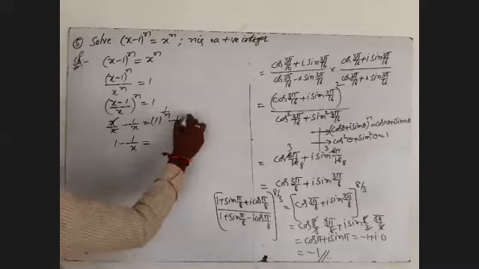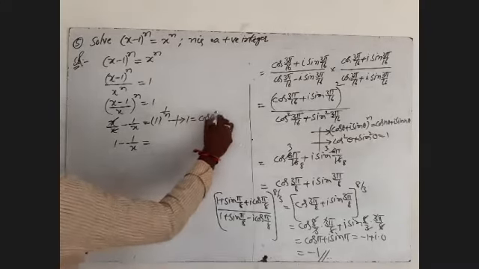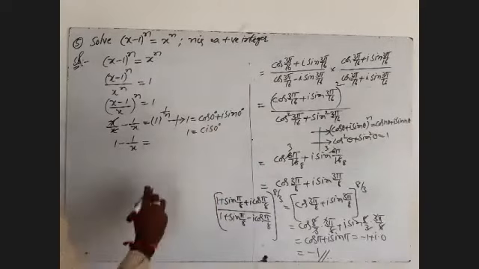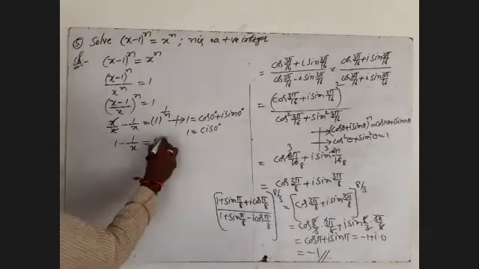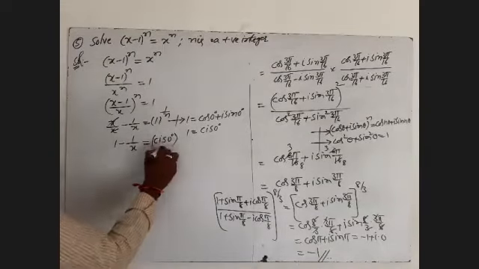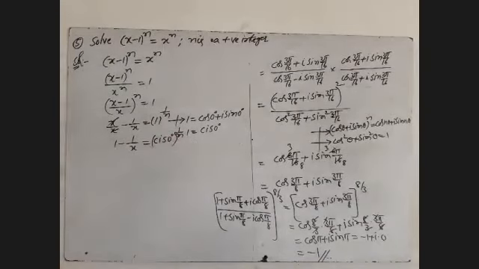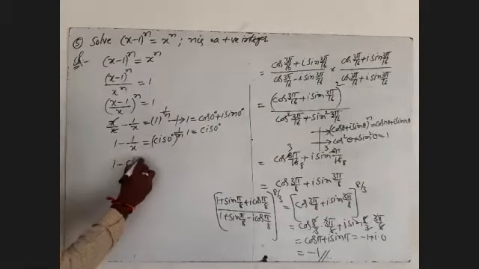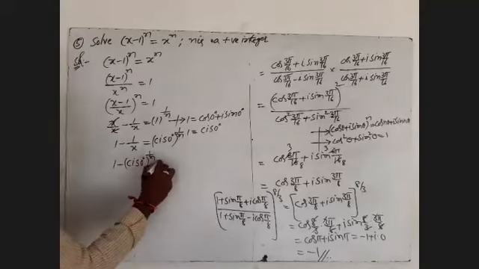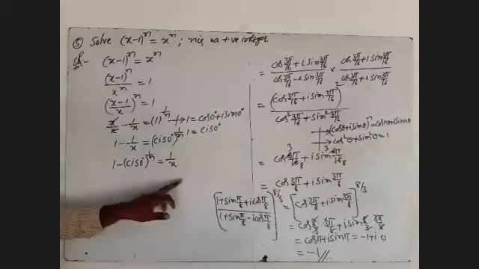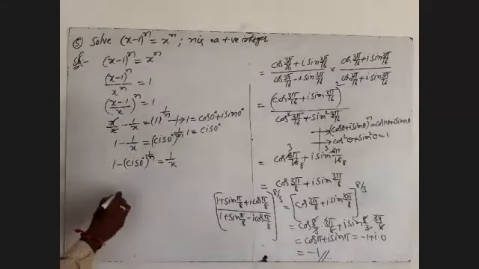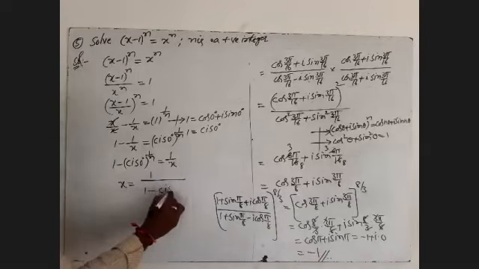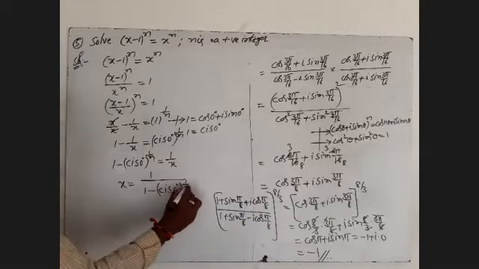1 we have to write as cos 0 degrees plus i sin 0 degrees. That is, 1 is nothing but cis of 0 degrees. So I will write (cis of 0 degrees) whole power 1 by n. This value will go to that side, so I will write 1 minus (cis of 0 degrees) whole power 1 by n is equal to 1 by x. This x will come to this side and this value will go to that side, so I will write x is equal to 1 by (1 minus (cis of 0 degrees) whole power 1 by n).